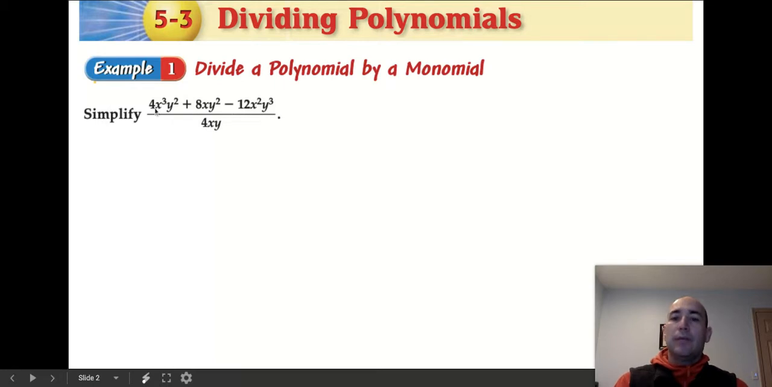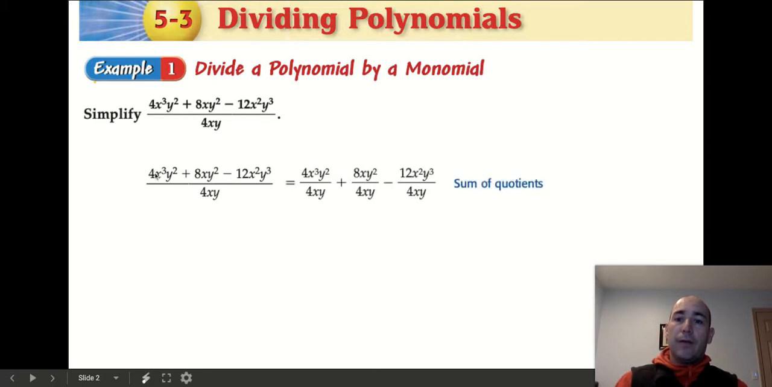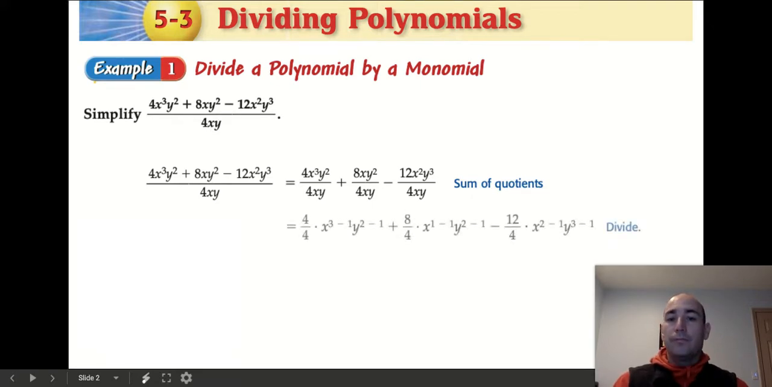Here is an example where we have a polynomial with 3 terms divided by this monomial, 4xy. One way that we could do it is to write the problem in expanded form. It's basically all of these terms each being divided by 4xy: the first term divided by 4xy, the second term divided by 4xy, the third term divided by 4xy. Then each one of these you can simplify based off the skills you used in 5.1.